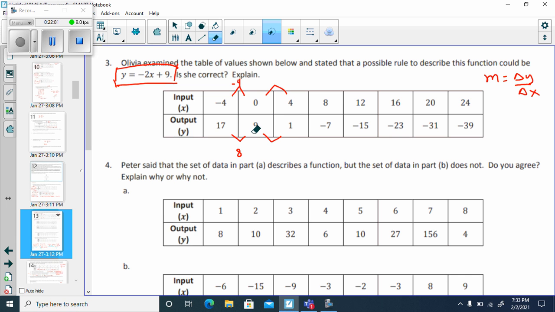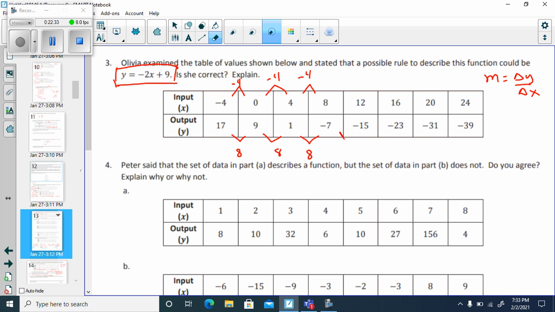Let's check the slope here. All right. 9 minus 1 would be 8. 0 minus 4 is negative 4. Slope would be negative 2. So it fits right there. All of these slopes are negative 2. 1 minus negative 7, or let's see, we could go either way with this. Let's see which way we're going. Yeah, 1 minus negative 7 is 1 plus 7, that's 8. 4 minus 8 would be negative 4. That would be 8 divided by negative 4, which is negative 2.